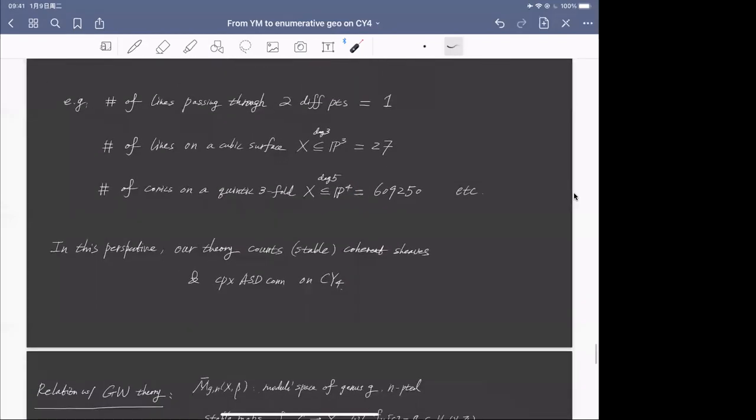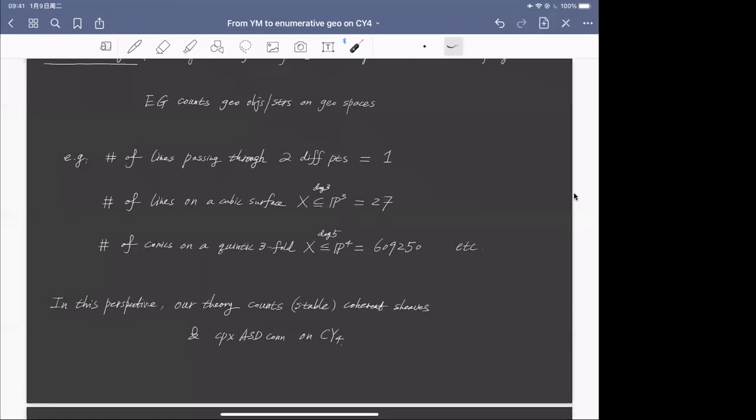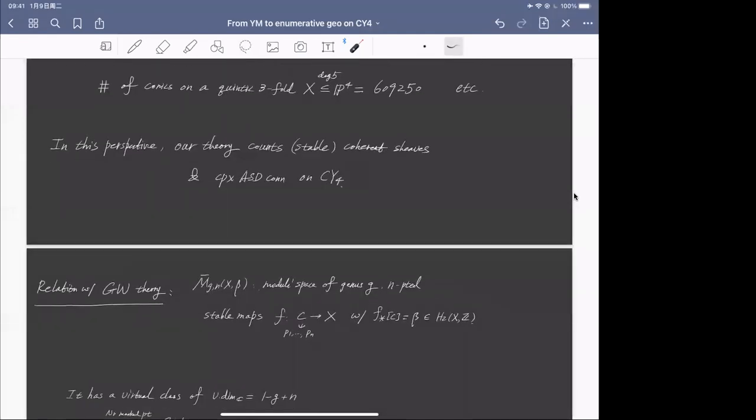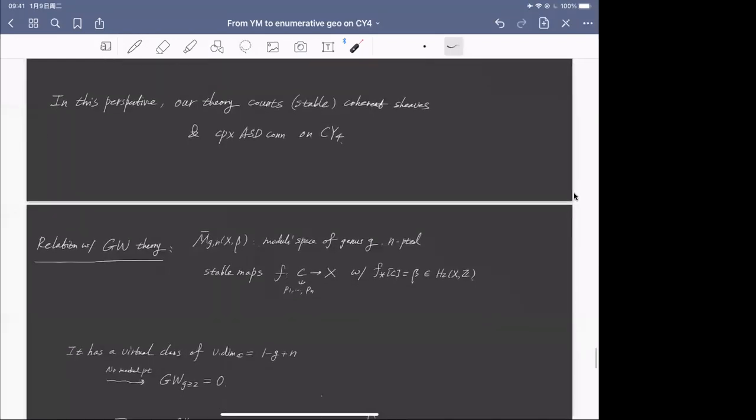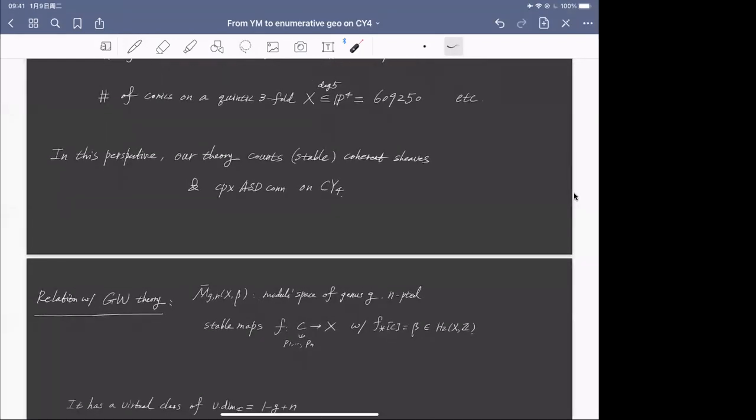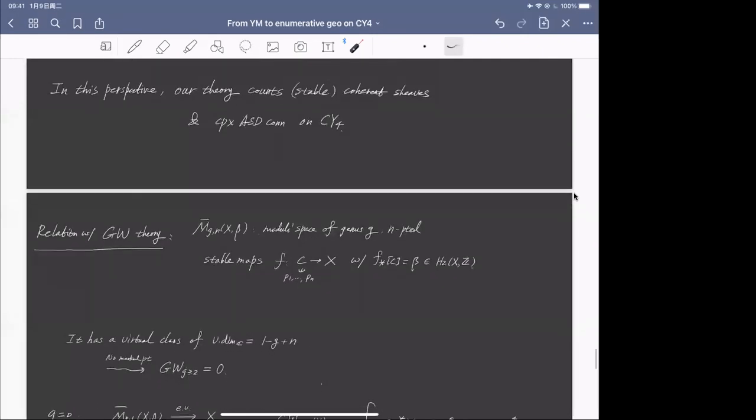So in this perspective, our theory counts stable coherent sheaves or complex anti-self-dual connections on Calabi-Yau fourfolds. So let me give you some relations, maybe to see how this links to curve counting or string theory.